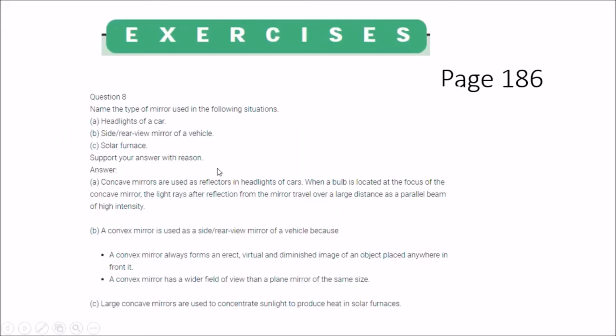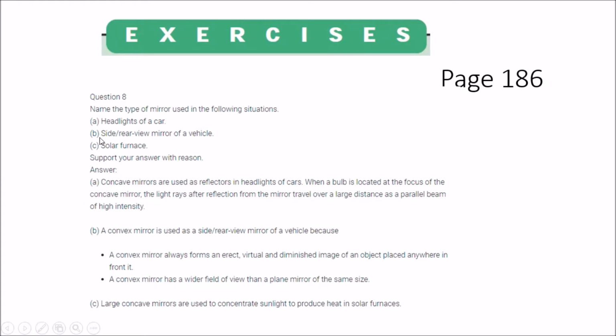It says concave mirrors are used as a reflector in headlights of cars. When a bulb is located at the focus of a concave mirror, the light rays after reflection from the mirror travel over a larger distance. So as I told you, if this question comes with a statement asking you to draw a ray diagram also, then you will draw the ray diagram of the situation where the object is kept at focus. We should understand that, and then only we'll be able to draw. So in that case, it becomes 1 mark and 2 marks for the ray diagram.